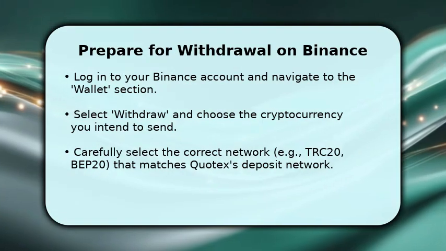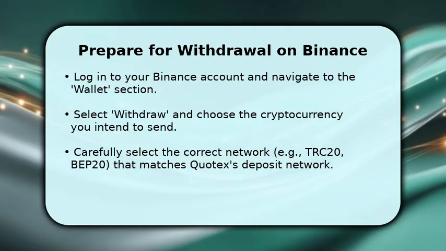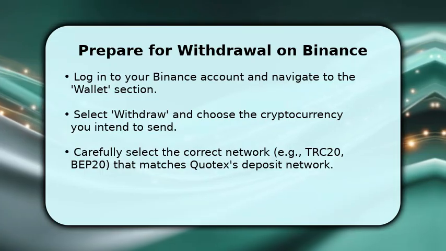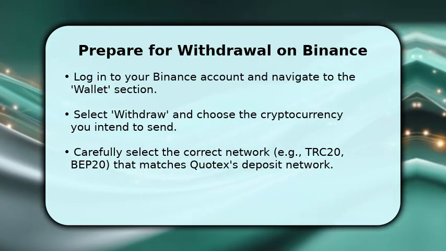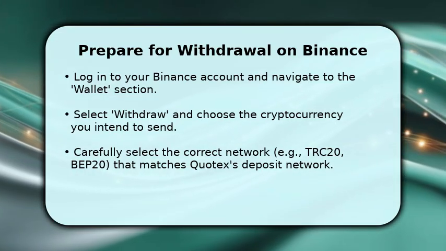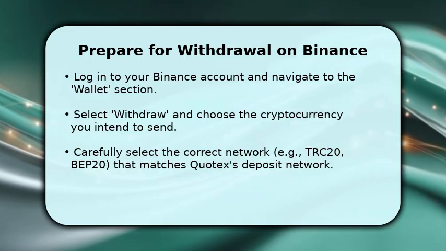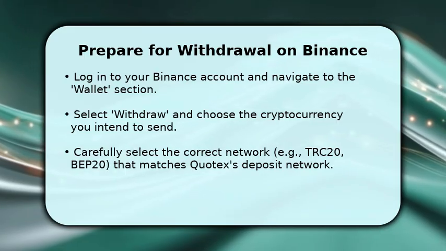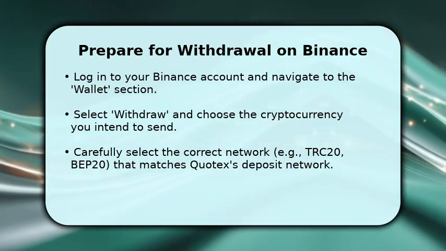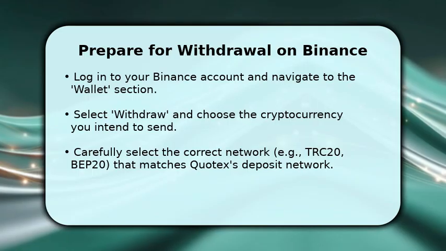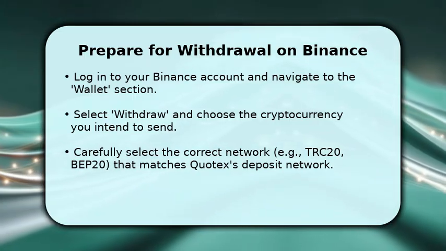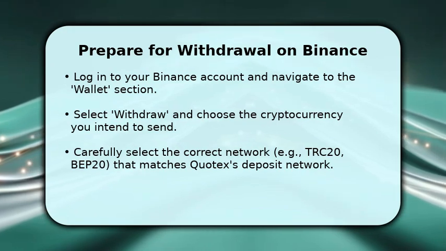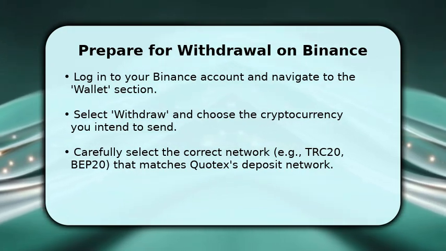To begin on Binance, log into your account and head to the wallet section, then select Fiat and Spot. Click Withdraw and choose the cryptocurrency you want to transfer, like USD. This is a critical step. You must select the exact same blockchain network that Quotex supports for that specific coin. For example, if Quotex uses TRC20, select TRC20 on Binance. Finally, input the amount you wish to send, keeping in mind any withdrawal fees.